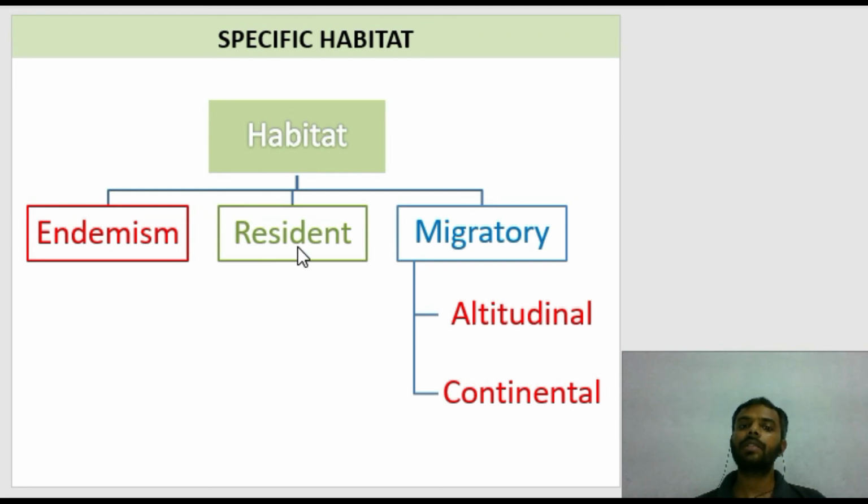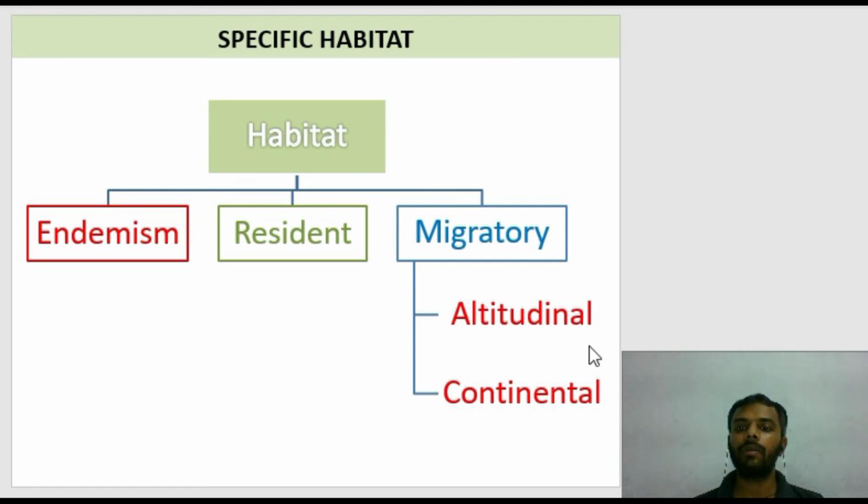Now, the second one is resident species. Now, what is resident species? Resident species are those which are restricted to a continent boundary and move to different landscapes in India for their basic needs. Now, the last is migratory species. Migratory species are those which migrate from one place to another or one continent to another for their basic needs. They are of two kinds. First is altitudinal migratory and second is continental migratory.